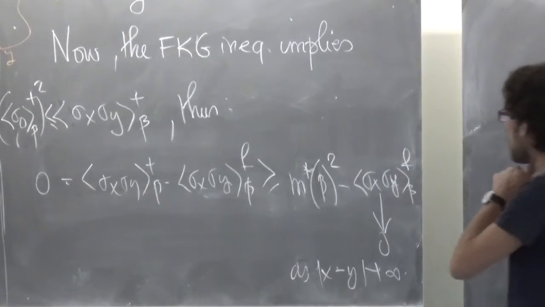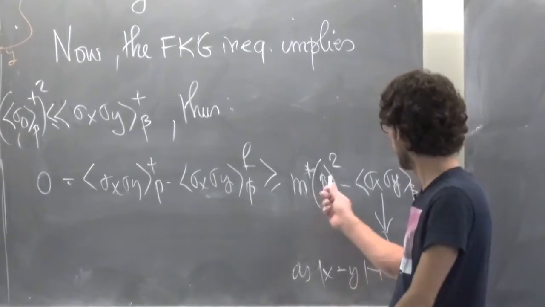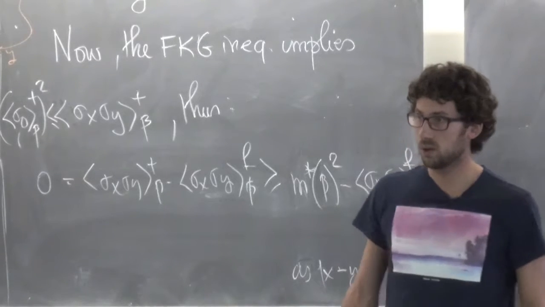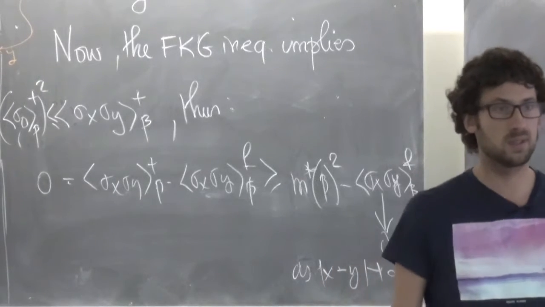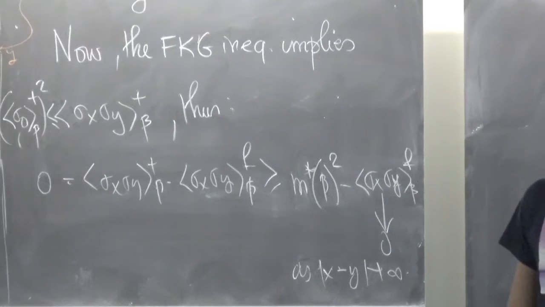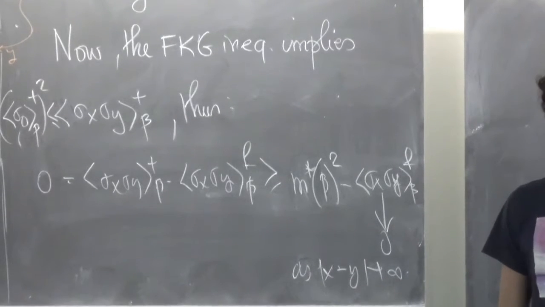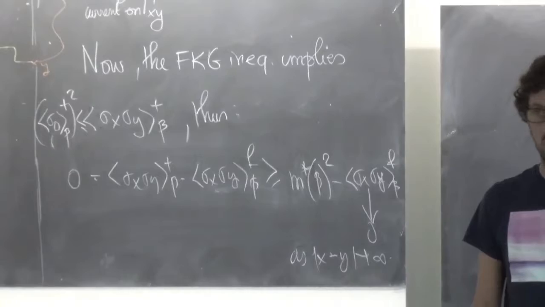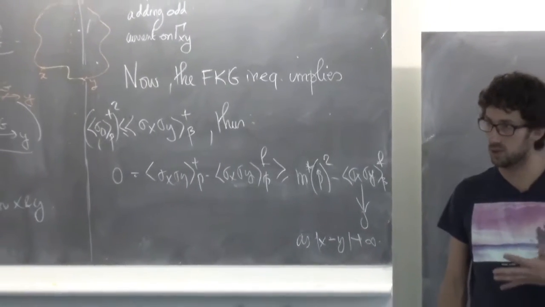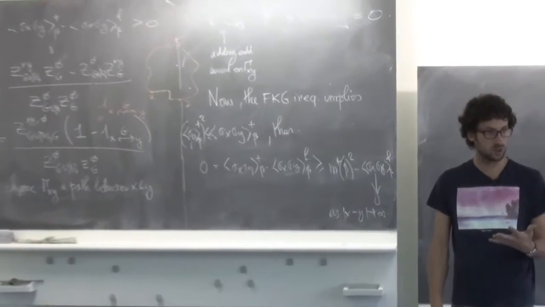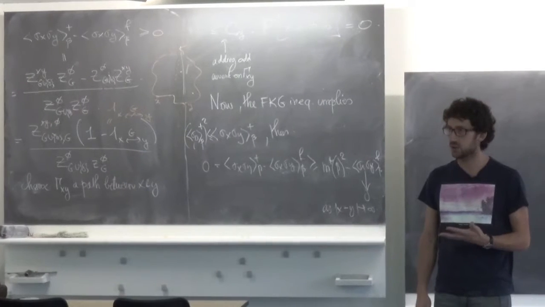So here, I didn't prove that the states are the same. I just proved that the magnetization is 0. You can easily check that if the magnetization is zero, the states are the same. For instance, why? Because the magnetization is zero means for the wired boundary conditions, the random cluster with wired boundary conditions, you do not have an infinite cluster.